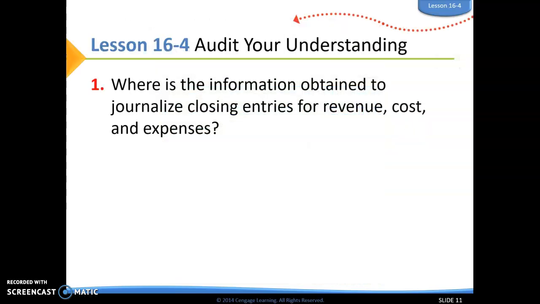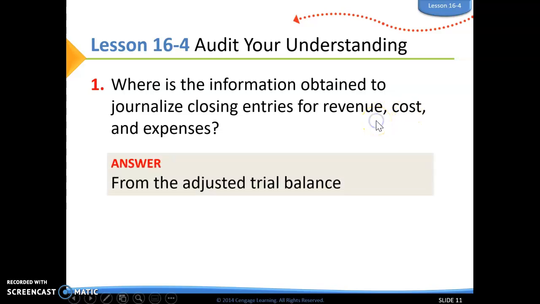Number 1, where is the information obtained to journalize closing entries for revenue, cost, and expenses? We're going to get that information from the adjusted trial balance.